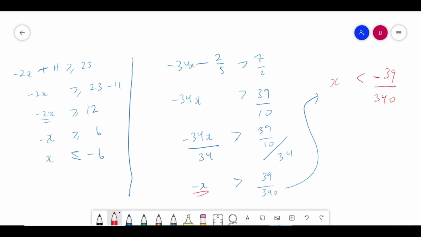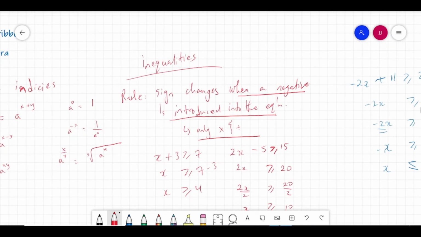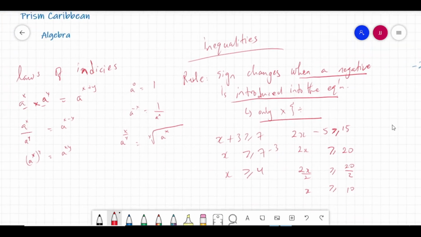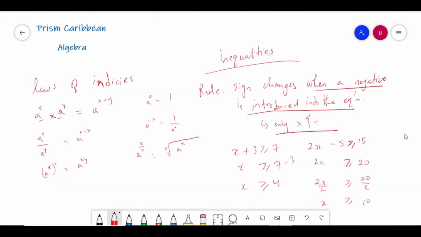And that's it. So again, transposition is quite necessary in this case. I ran through this in a previous video, so make sure to take a look at that if you can't remember. And of course, back to the rule: the sign changes when a negative is introduced into the equation, and this only applies to multiplication and division problems. And again, as I always mention, practice makes perfect, and only with practice can we get better at what we do, especially with math.